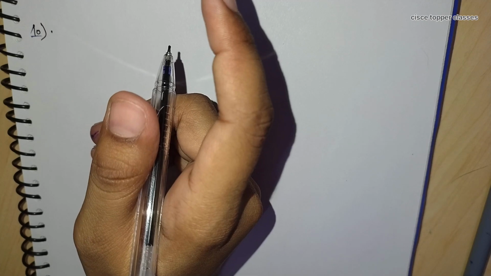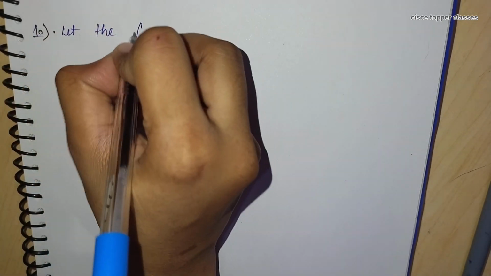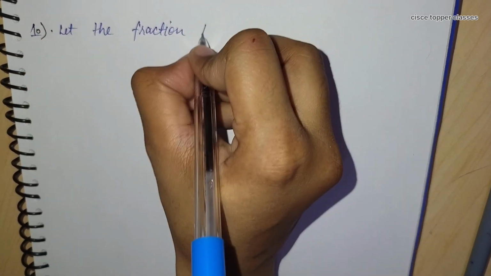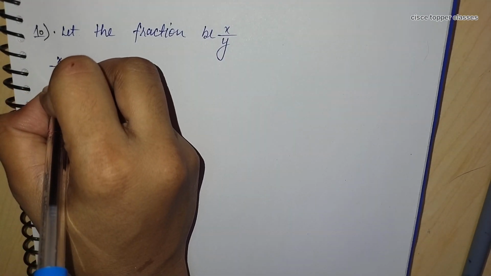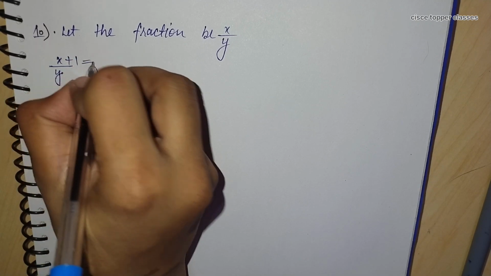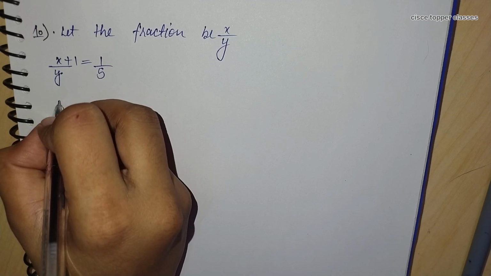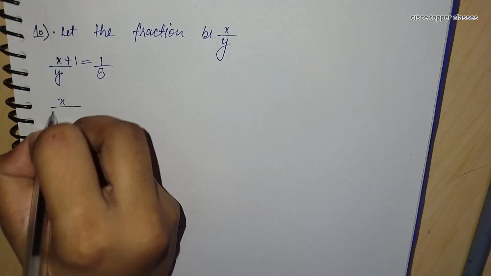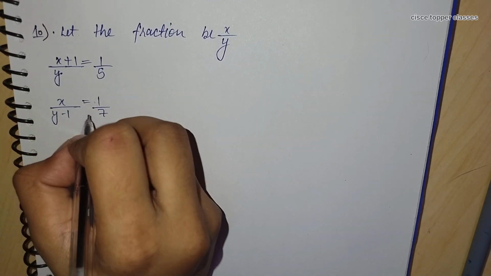Now let us solve the 10th question, which says that if 1 is added to the numerator of a fraction, it becomes 1 by 5. If 1 is taken from the denominator, it becomes 1 by 7. So we have to find the fraction. Let the fraction be x upon y. If 1 is added to the numerator, x plus 1 upon y is equal to 1 by 5. And if 1 is taken from the denominator, x upon y minus 1 is equal to 1 by 7. We have to find the value of the fraction.